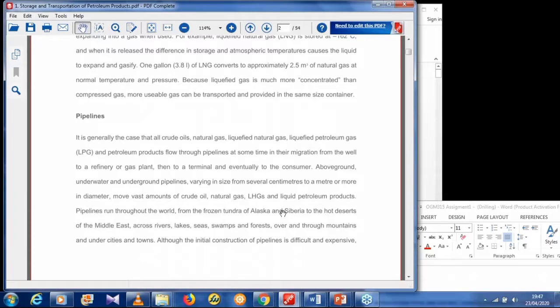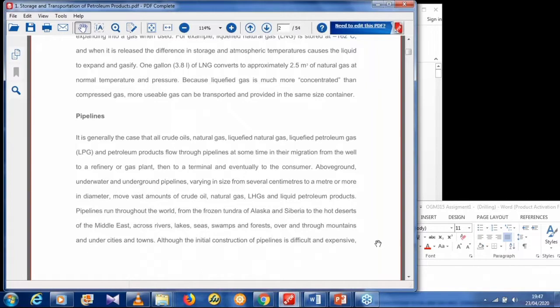LPG is liquefied petroleum gas, and the basic components of LPG are propane and butane. Propane has three carbon atoms, and butane has four carbon atoms. So the hydrocarbons with three carbon atoms and four carbon atoms are the basic components of LPG. We still have them transported using pipeline.